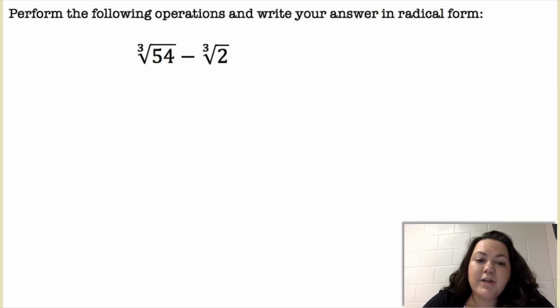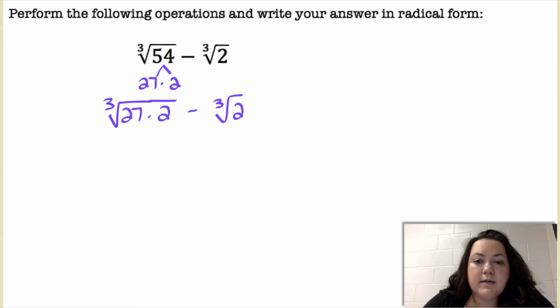Okay, so I have the cube root of 54 minus the cube root of 2. Well, I do not have the same radicand, that number that's inside of the radical symbol. So I need to get it so that I have a cube root of 2, or both of them be a cube root of 54. But since I can't make the 2 become a 54, I'm going to try to make the 54 become a 2. So if I take 54 and I divide by 2, I get 27 times 2. So I'm going to break 54 up into 27 times 2.